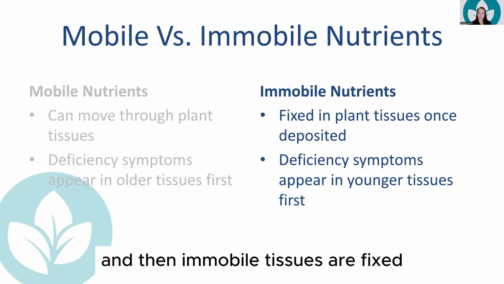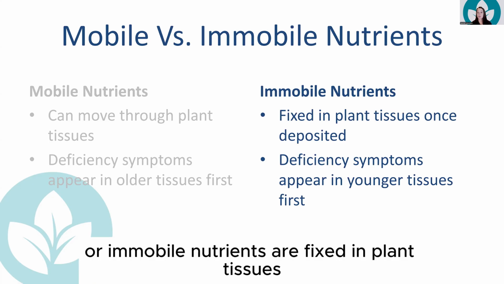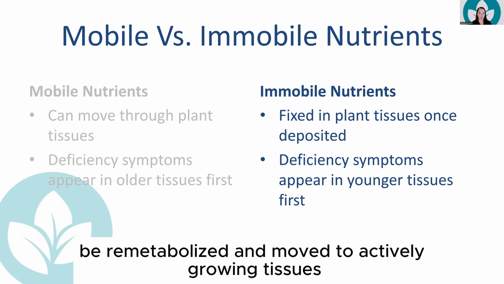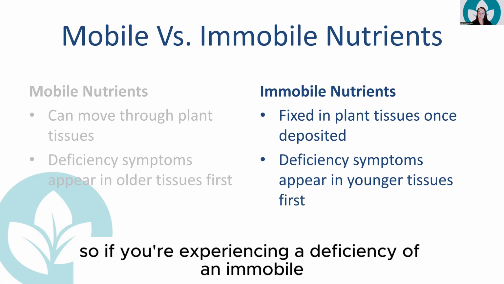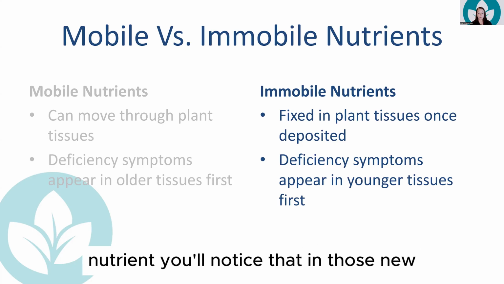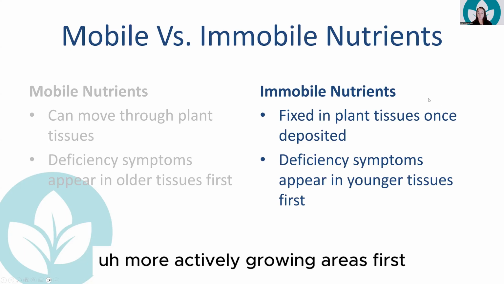And then immobile nutrients are fixed in plant tissues. Once they've been deposited, they cannot be remetabolized and moved to actively growing tissues. So if you're experiencing a deficiency of an immobile nutrient, you'll notice that in those new, more actively growing areas first.